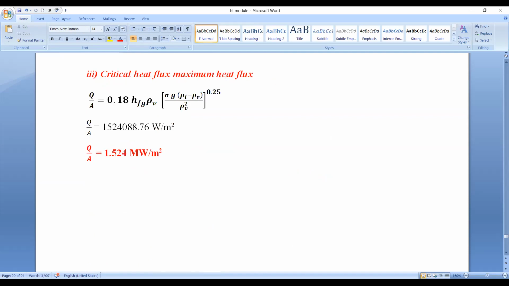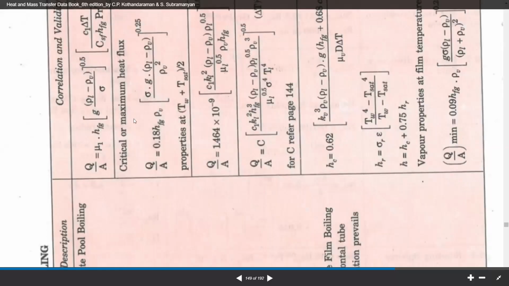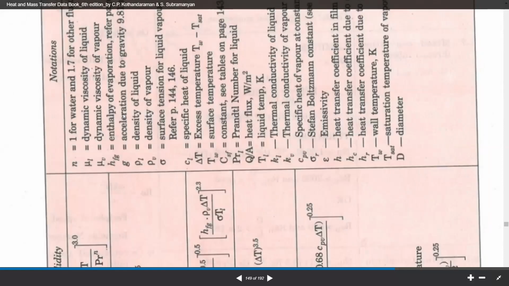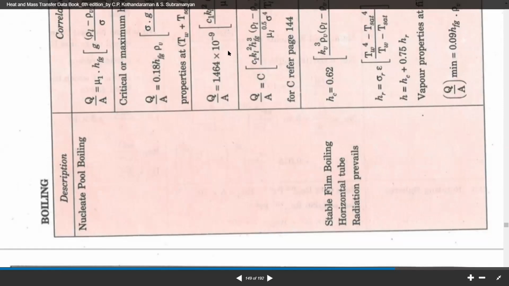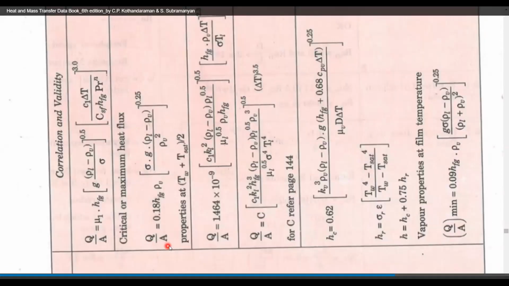Okay, students, in the data handbook, you can find the equation for critical heat flux. See, the critical or maximum heat flux is again on page number 142 only. In the boiling section, page number 142, you'll find this equation, that critical or maximum heat flux is given by Q by A equals 0.18 times HFG times rho V into the bracket sigma g (rho L minus rho V) divided by rho V square, whole to the power 0.25. So let's go to the main bit.